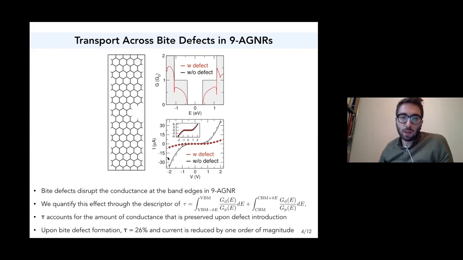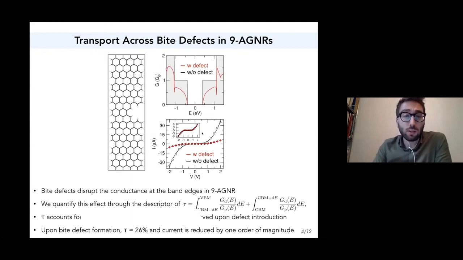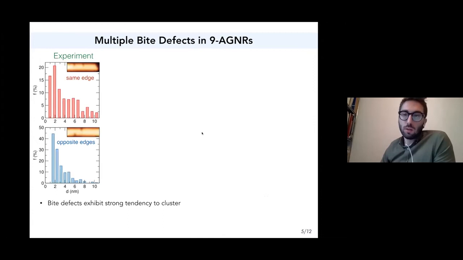What is even worse for electron transport is that bite defects do not stay isolated, but have a strong tendency to cluster. This can be quantified experimentally in terms of a pair distribution function, which gives you the probability of finding a pair of bite defects at a relative distance d. So we have obtained this edge-resolved pair distribution function, which tells us the amount of defects at a given distance forming either at the same edge in the top panel or at opposite edges in the lower panel. It's pretty clear that the bite defect exhibits a strong tendency to cluster within approximately two nanometers.